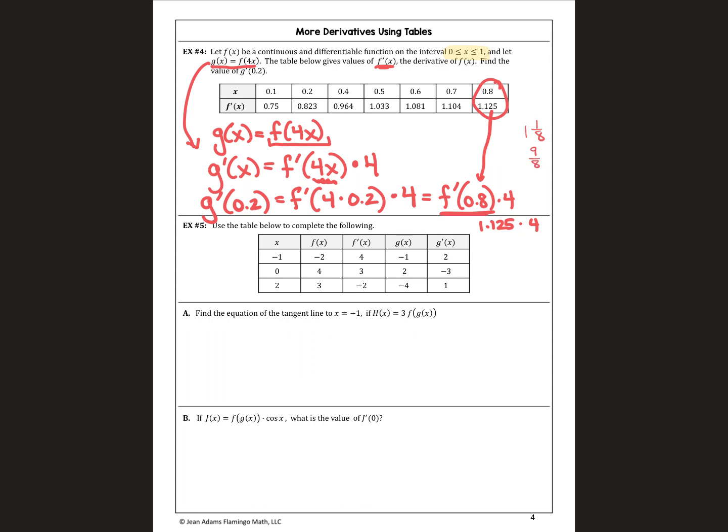So 1 1/8 is the same as 9/8. So 9/8 times 4 would be 36/8 if we wrote it as an improper fraction. Now, obviously, 36/8 is reducible. They're both divisible by 4. So 36 divided by 4 is 9, 8 divided by 4 is 2. We actually end up with 9/2 as our final answer. So 4 1/2.